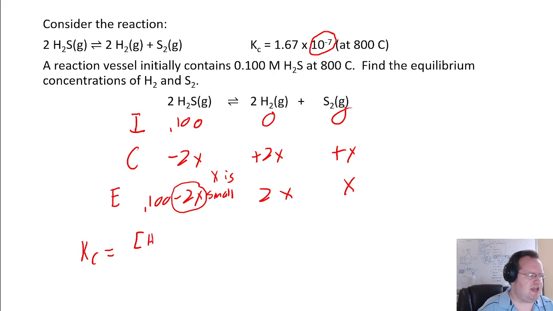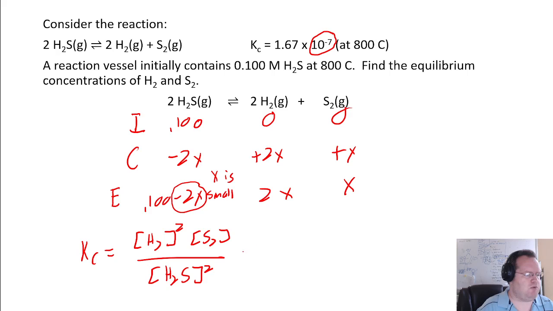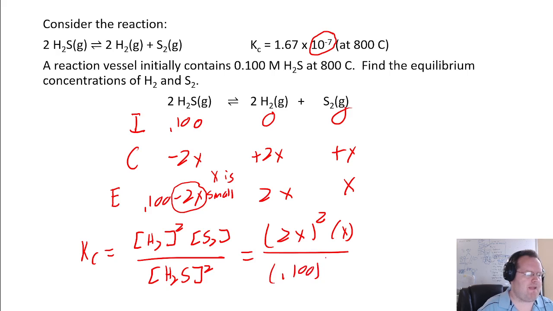So we have H2 squared times S2 all over H2S squared. And we'll plug in our values. We have 2x quantity squared. Don't forget to square the 2 and the x. It's important. We multiply it times x, and then we're divided by 0.100 squared.